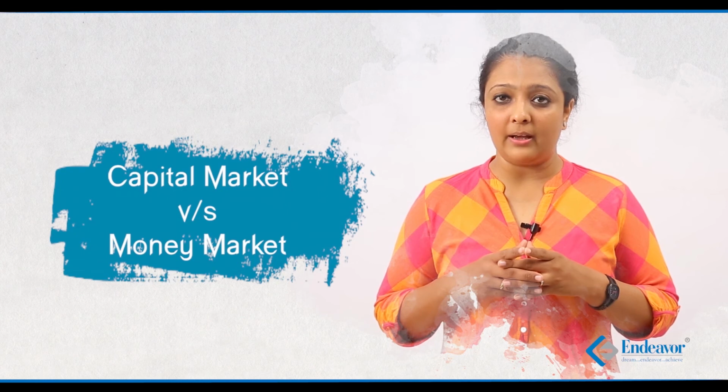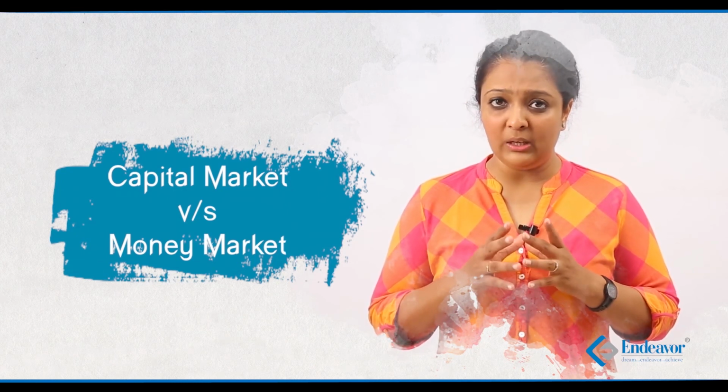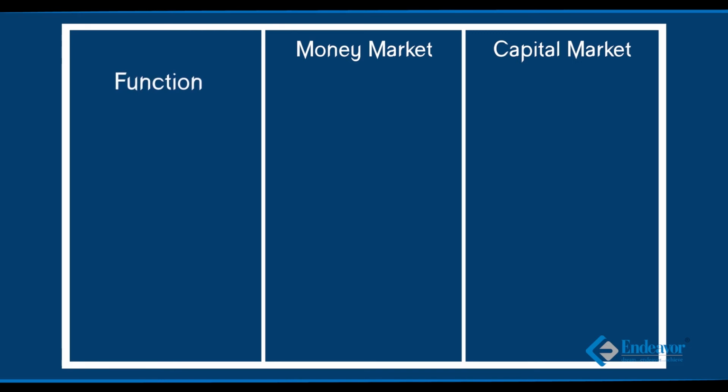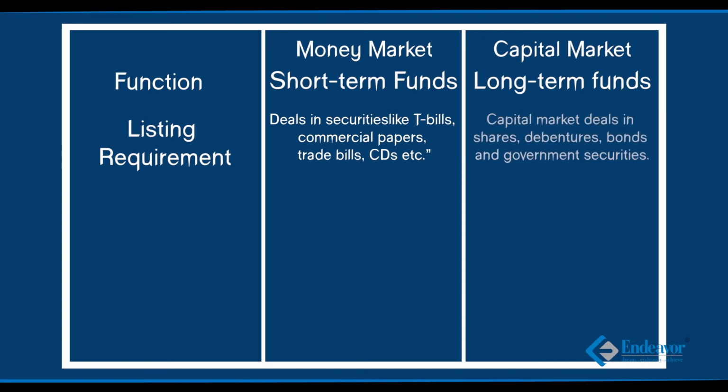Let's also look at the distinction between the capital market and the money market. Capital market differs from the money market in many ways. Firstly, while money market is related to short-term funds, the capital market is related to long-term funds. Secondly, while the money market deals in securities like treasury bills, commercial papers, trade bills, deposit certificates, etc., the capital market deals in shares, debentures, bonds and government securities.